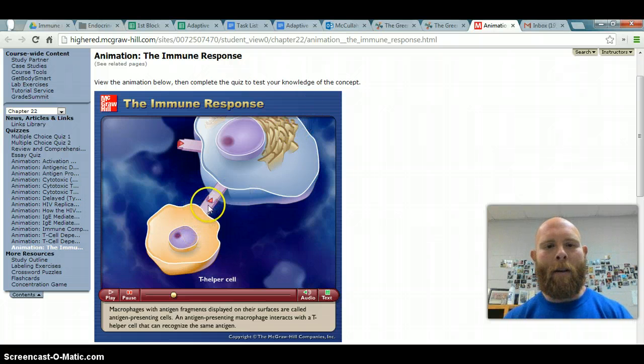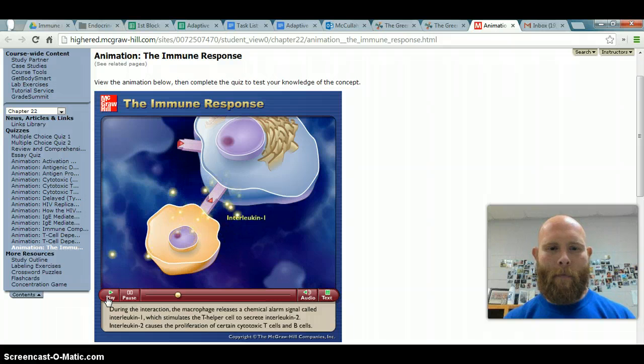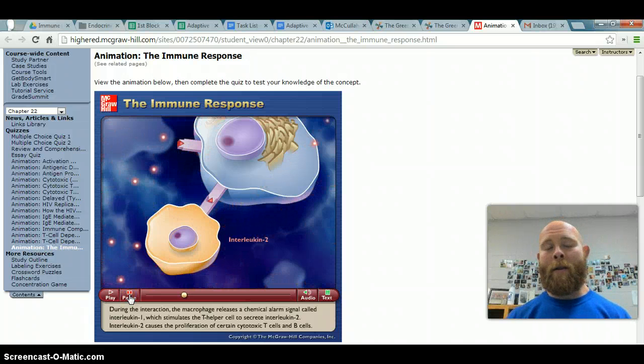So the T helper cell comes along first, checks it out, recognizes it, and you're going to see some stuff going on here with some chemicals, so pay attention. During the interaction, the macrophage releases a chemical alarm signal called interleukin-1, which stimulates the T helper cell to secrete interleukin-2. Okay, time out. We just witnessed a cascade. Similar to hormone functioning, when this thing connected, it released interleukin-1, which is just a type of protein, and they just communicate back and forth and say, hey, this isn't supposed to be here. I'm personifying this, but that stimulates the production of interleukin-2, another chemical molecule that's going to be released by the T helper cells, and you'll see what happens next.